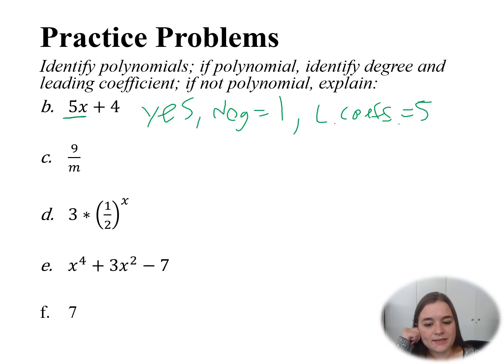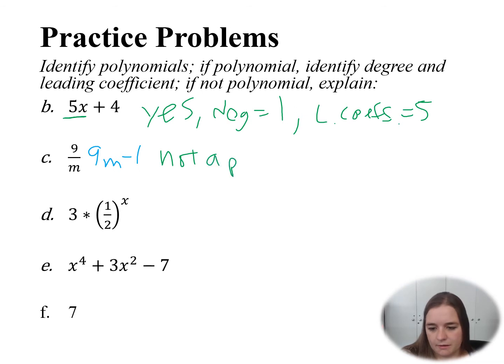This next term here, I see 9 over m. Well, if I rewrite that without that fraction bar, I know that this is equivalent to 9m to the negative 1. If I'm thinking about those exponent rules, if I want to take it from the denominator and put it in the numerator, my exponent becomes negative. Now in this case, this one is not a polynomial.